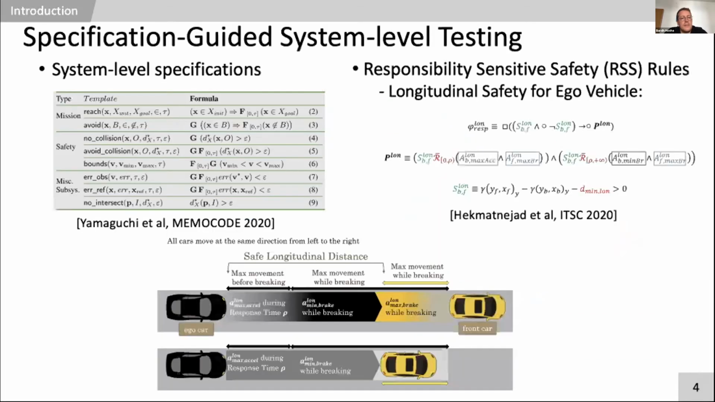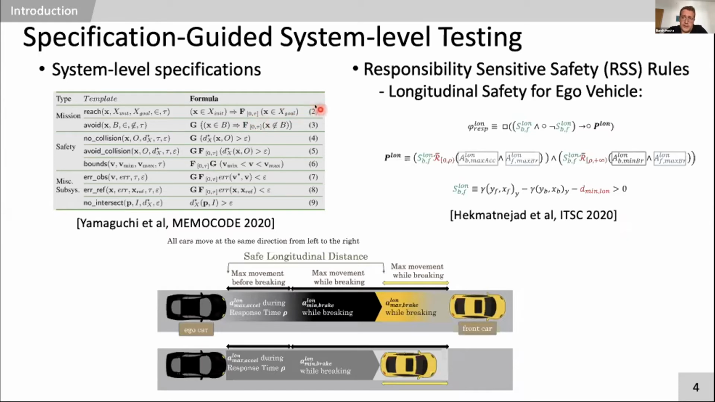So let's begin. For system level testing, one of the ideas that has been very prominent for a long time is specification guided testing. You start with some system level specifications. For example, for robotics, similar to the previous slide, we can say that if you start from an initial position, then eventually, within some time bound and some time steps, you will reach a goal position.